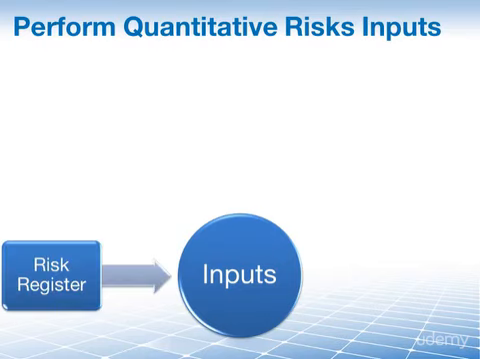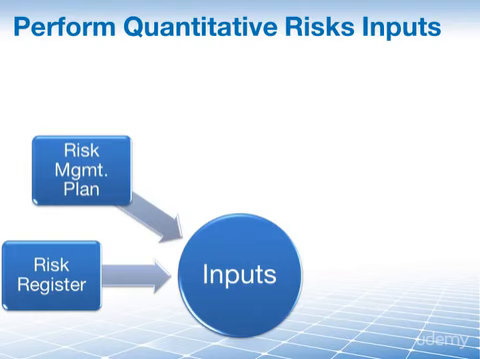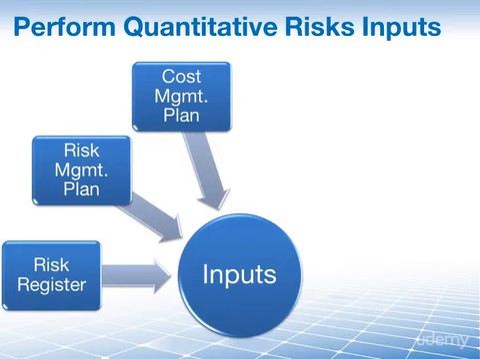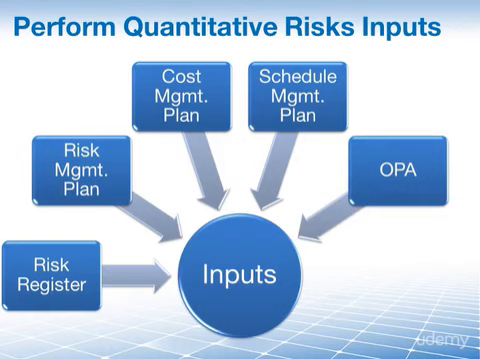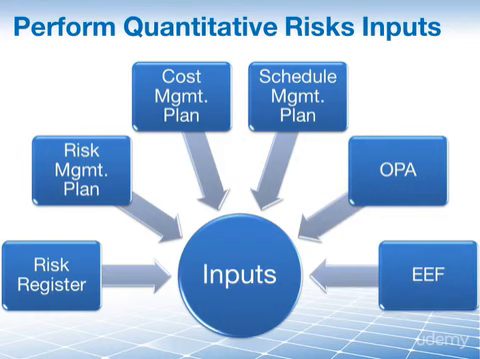And here are the inputs to the Perform Quantitative Risk Analysis process. They are the risk register, which of course is where the identified risks are listed, with other relative information. The risk management plan, which has the guidelines on how we are to approach this process, and all the other processes within project risk management as well. Other management plans, such as the cost management plan and the schedule management plan, are also used, and as almost always, we use organizational process assets and enterprise environmental factors as inputs as well.